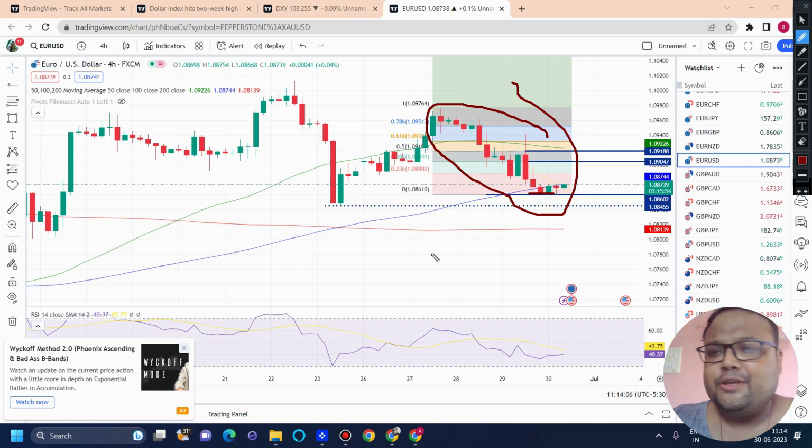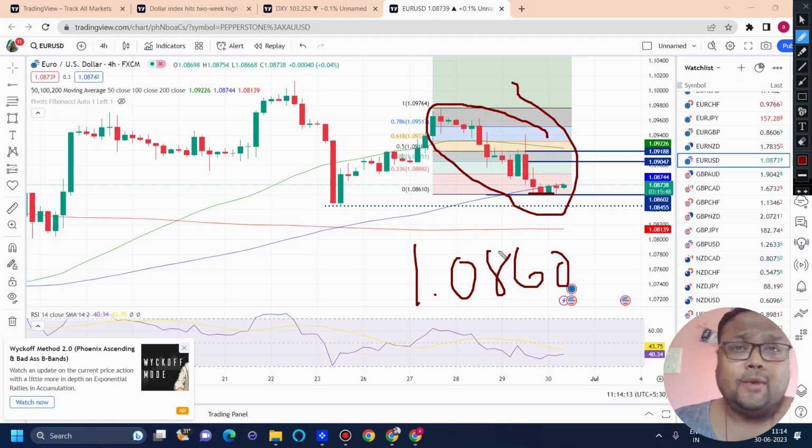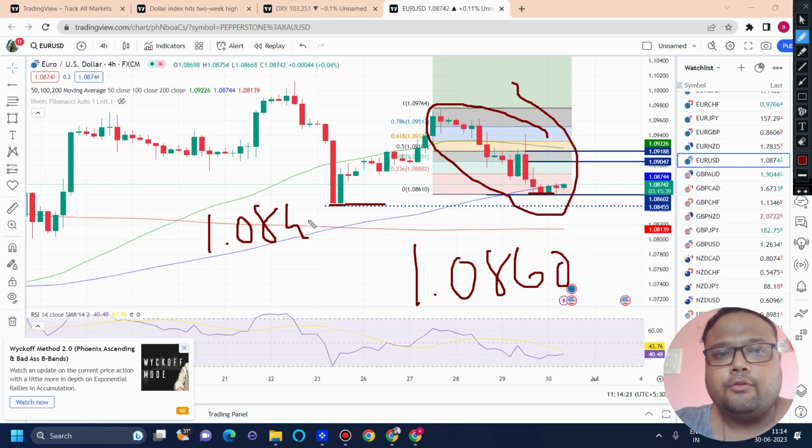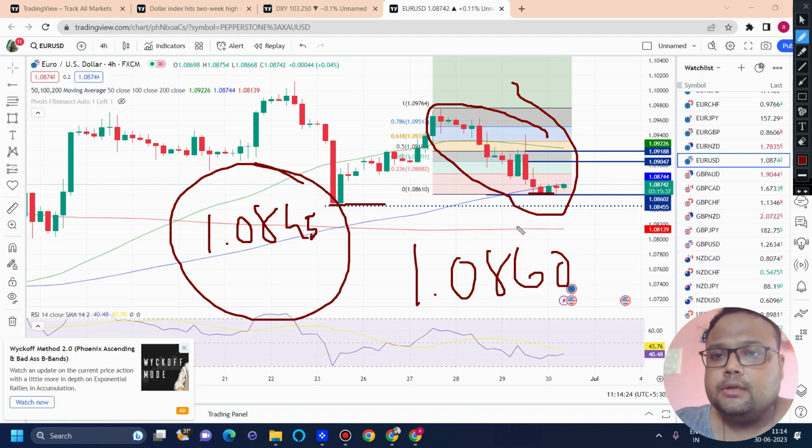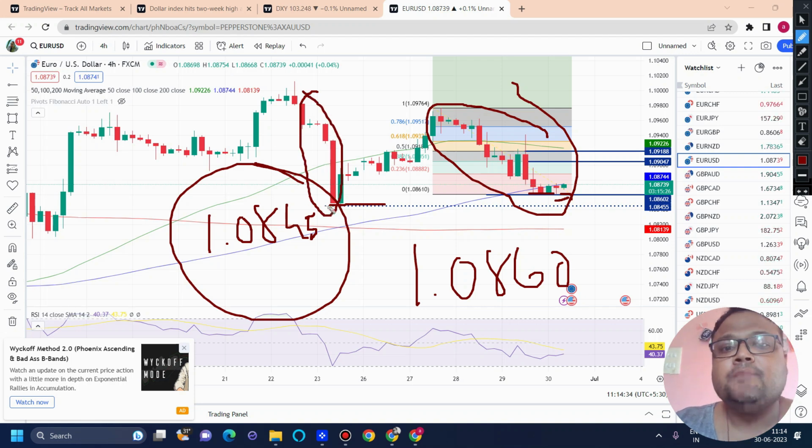So if Euro USD breaks the 1.0860 level, we can look for a quick selling opportunity, and we can look for a target of around 20 to 25 pips, because we have the next support around 1.0845. So if Euro USD breaks this level, we can look for a quick sell and we can exit around 1.0845, because when the market showed extreme selling pressure, this was the level from where the market bounced.